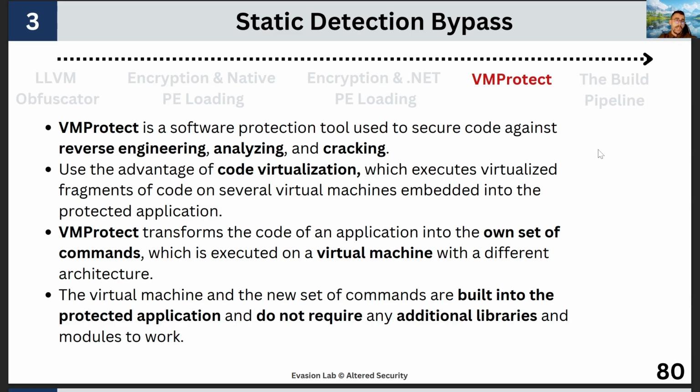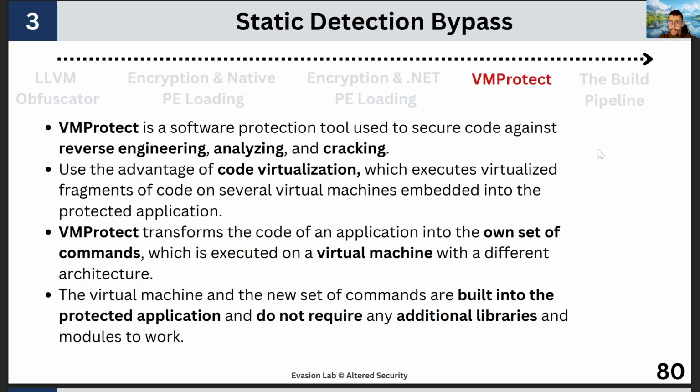Now let's take a look at the fourth way to bypass static detection by using the paid software VMProtect. So VMProtect is a software protection tool used to obfuscate and protect code from reverse engineering, debugging, and unauthorized copying. It achieves this by virtualizing the original code, meaning it converts the x86 and x64 instructions into a custom, highly obfuscated virtual machine language that only VMProtect can interpret.